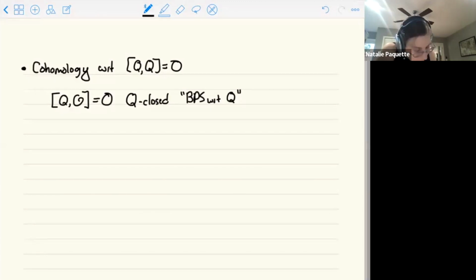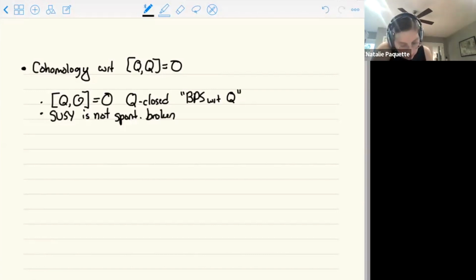Moreover, I'm also going to assume throughout these lectures that SUSY is not spontaneously broken. So I'm doing a twist of a theory such that the vacuum is also preserved by that supercharge. That's my assumption. Once you restrict to Q-closed things, and you assume that there's no spontaneous supersymmetry breaking, then it immediately follows that correlation functions of Q-closed operators are invariant under Q-exact deformations, similar to what we saw in the BRST case.